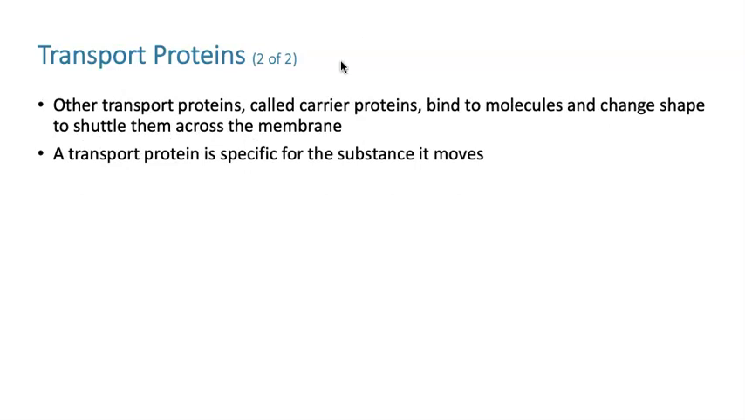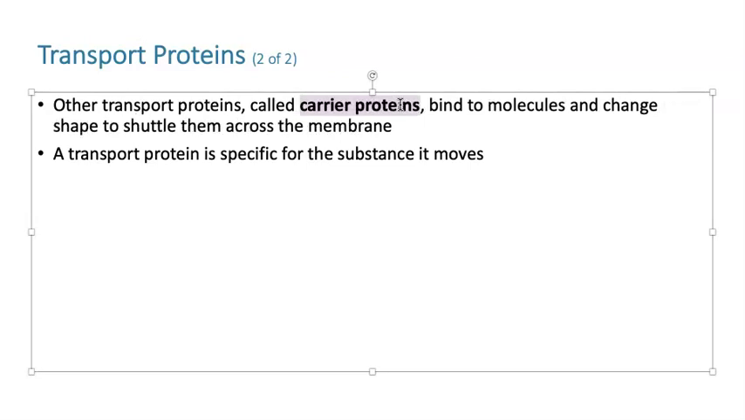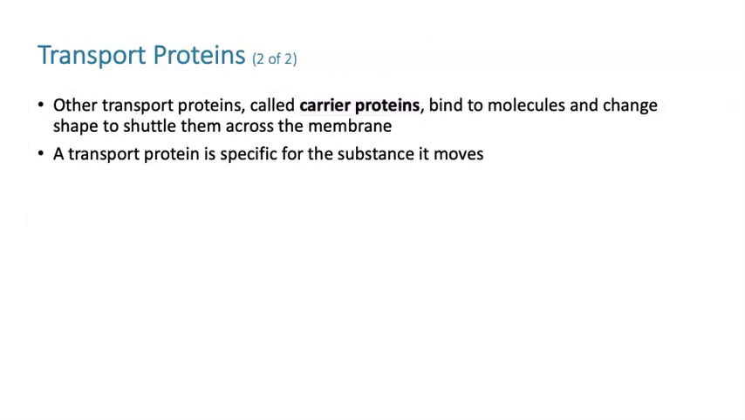We have other transport proteins called carrier proteins. Let's highlight that one too. Carrier proteins are transport proteins that actually bind to molecules and change shape. You can think about it like squeezing a ketchup packet. The carrier protein changes shape and shuttles things across the membrane. It only does this with specific substances. So a ketchup packet's not going to move mustard across the membrane. It's only going to move ketchup across the membrane.